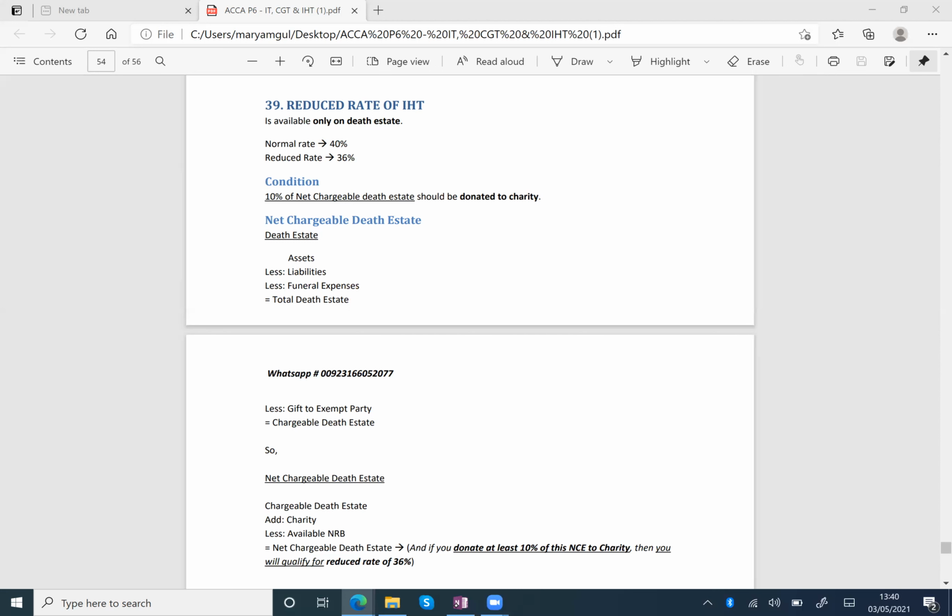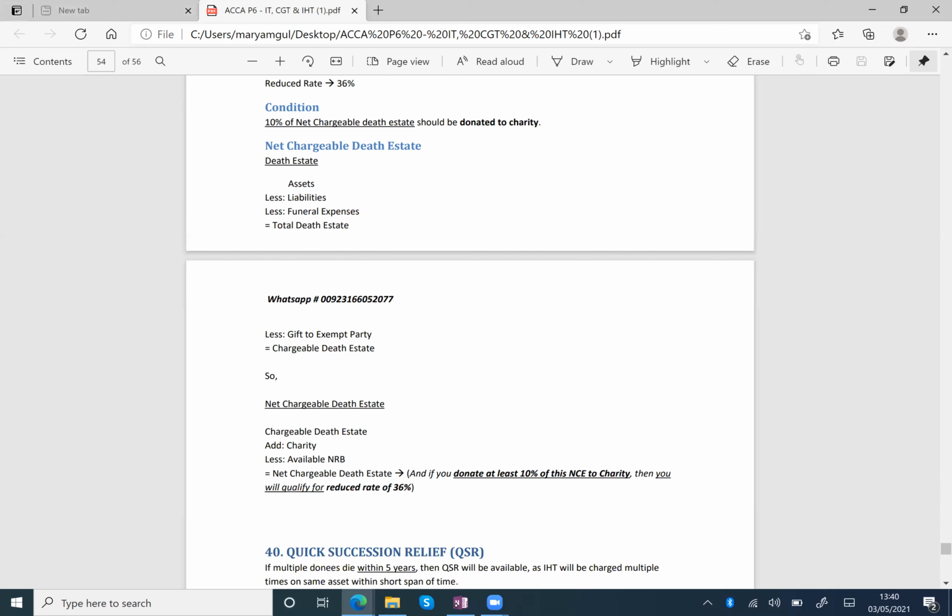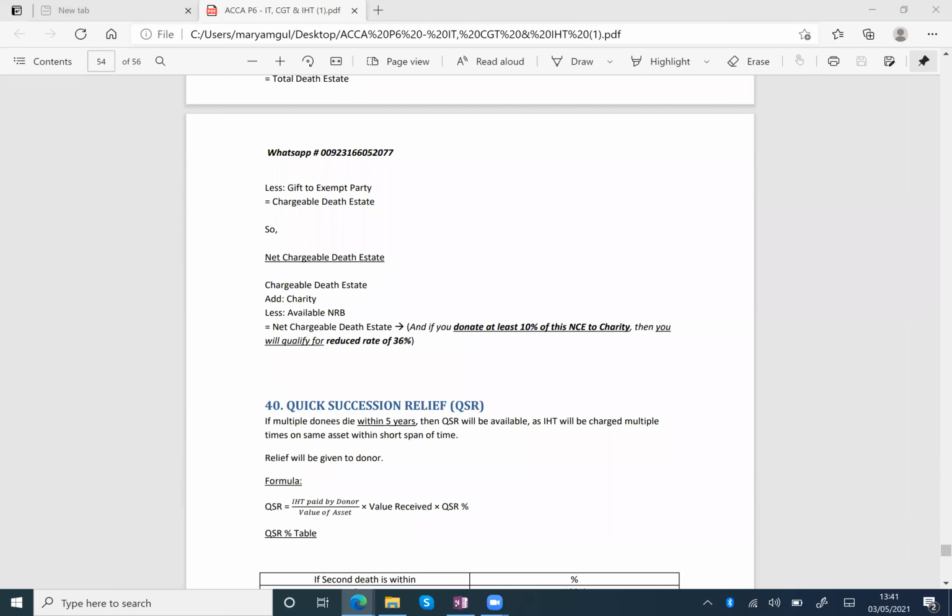Now, what is the net chargeable death estate? Normally, what is the pro forma of the death estate? You can see here: assets less liabilities less funeral expense, then you get the total death estate, and then less gift to exempt party, and then you get the chargeable death estate. Now, what is the net chargeable death estate? Chargeable death estate, add charity, less available NRB. So less available NRB, and then you will get the net chargeable death estate.